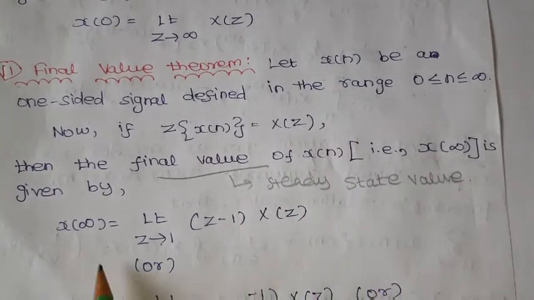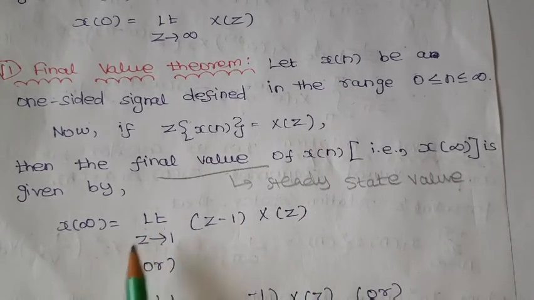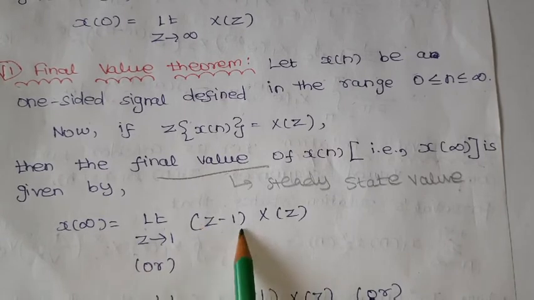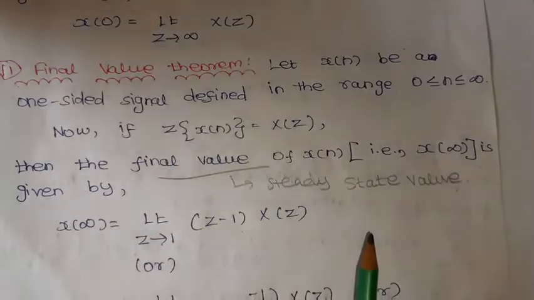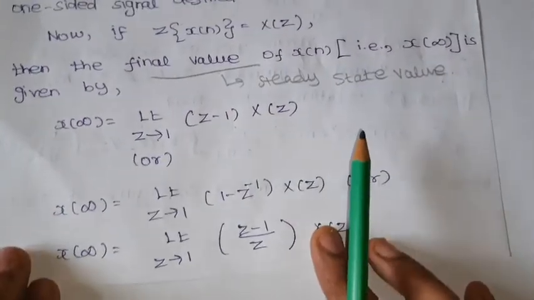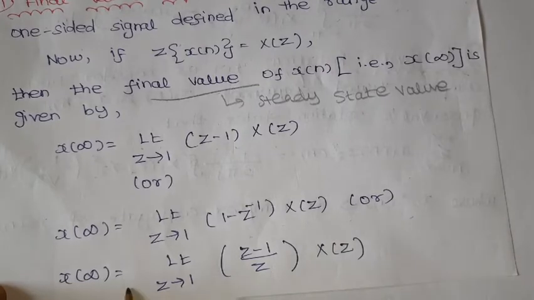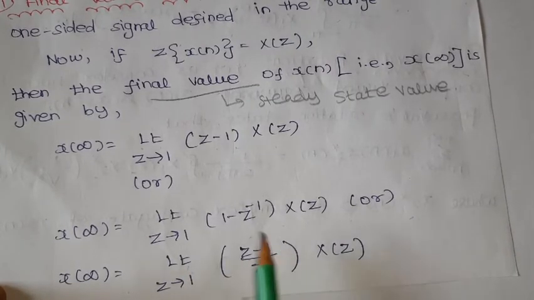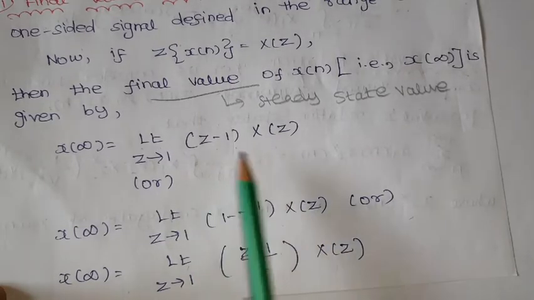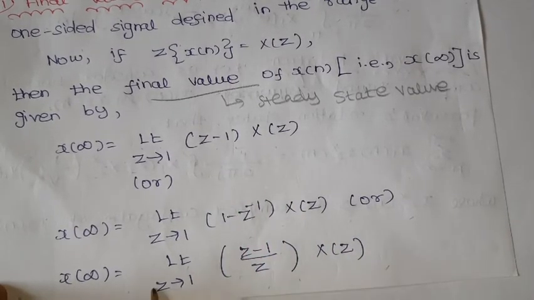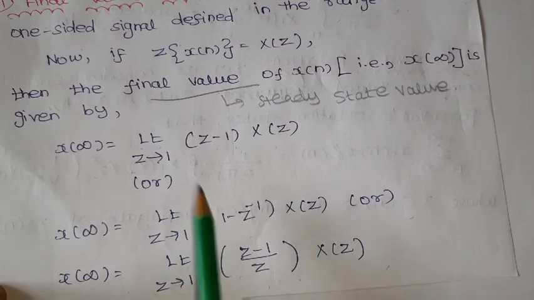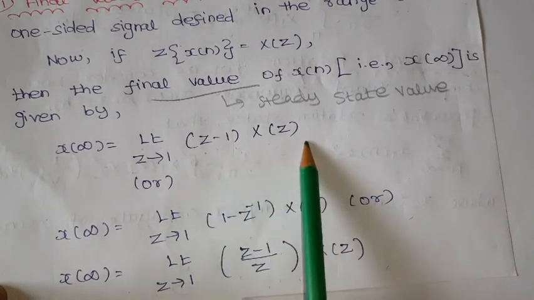X of infinity is equal to limit z tends to 1 of z minus 1 into x of z, or x of infinity can be written as limit z tends to 1 of 1 minus z inverse into x of z. This form can be written as z minus 1 divided by z into x of z. When we substitute z equal to 1, what will we get? Z minus 1 divided by 1 into x of z, that is, z minus 1 into x of z.